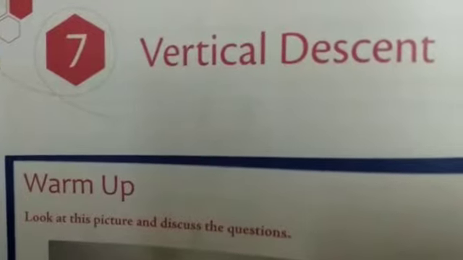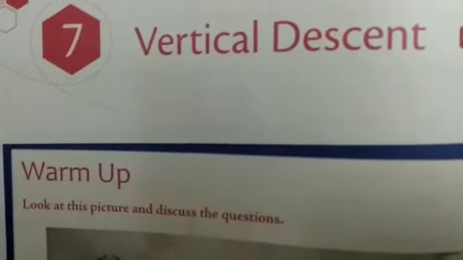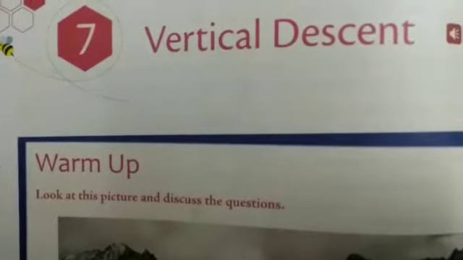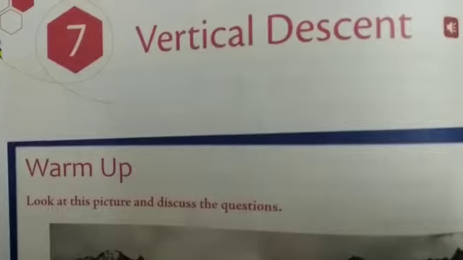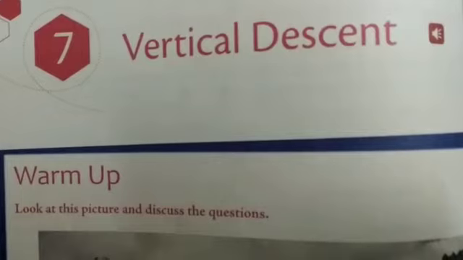Lesson number 7, Vertical Descent. Vertical, vertical, descent, descent. Vertical descent. What does it mean? It means to go down in a straight way, in a depth, to travel in a depth in a straight line, in a standing position. It is called vertical descent.